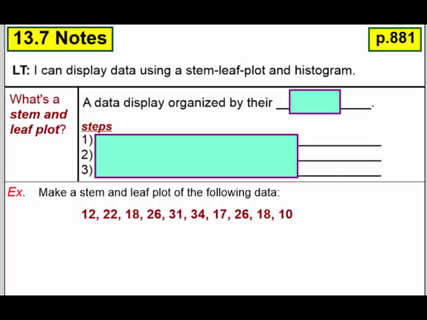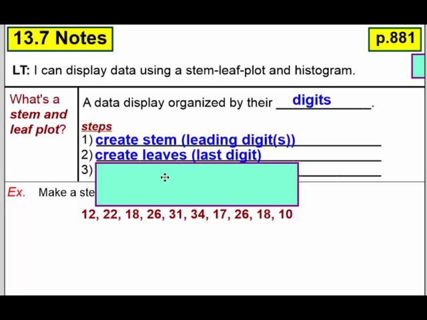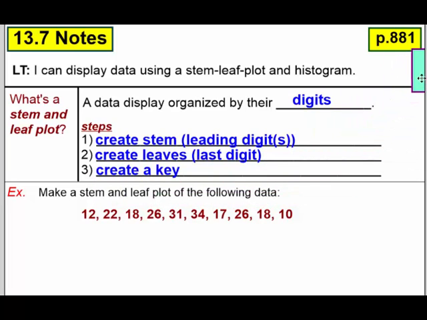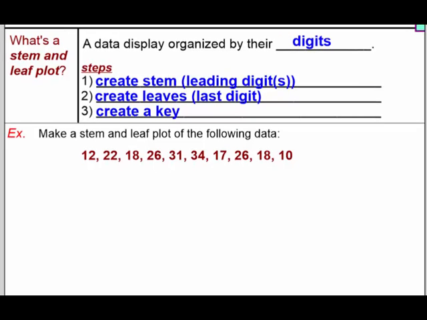What's a stem and leaf plot? A stem and leaf plot is a data display organized by digits. There are 3 different steps to make one. Your first step is to create the stem with your leading digits. Then you're going to create your leaves, which are your ending digits, the last digit in your number. And last but not least, don't forget to create a key. So we're going to make a stem and leaf plot for the following data.